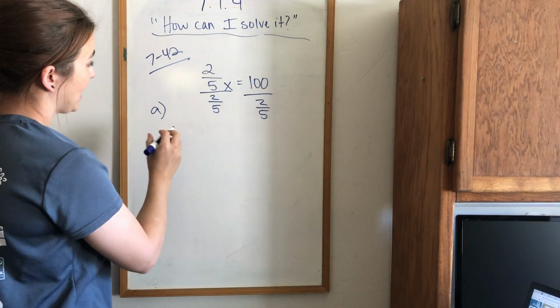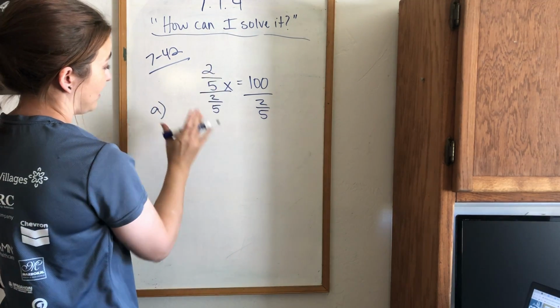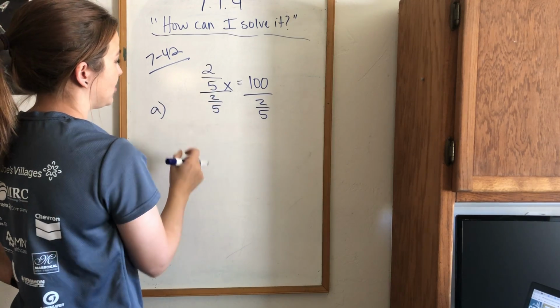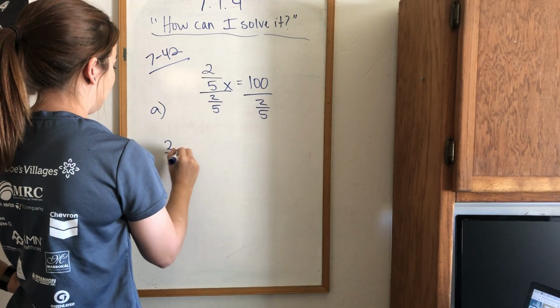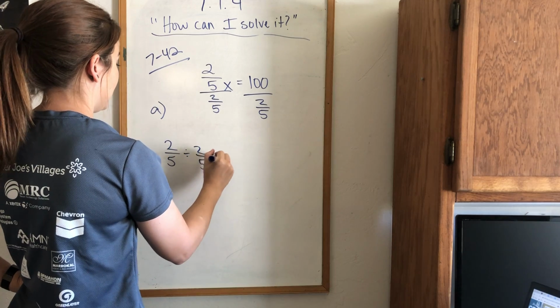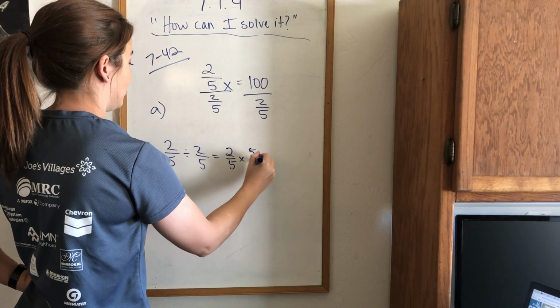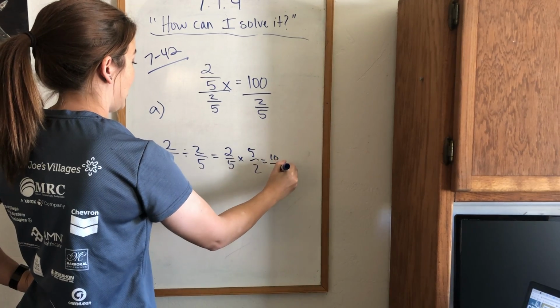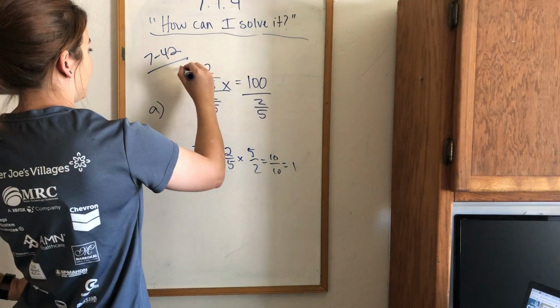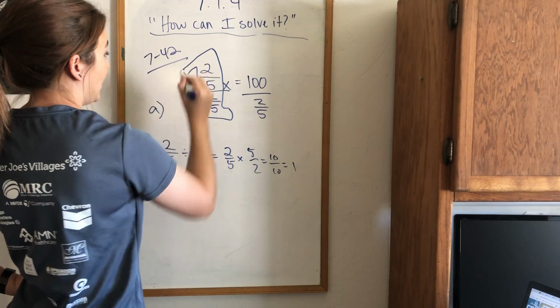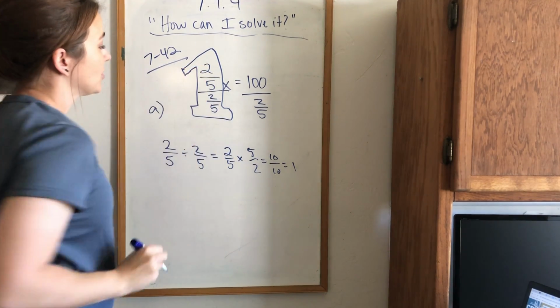So I'm going to draw a giant 1. I'm going to look at where my giant 1 is. I know 2/5 divided by 2/5 is really 2/5 times, flip it, 5/2, which equals 10/10, which is 1. There's my giant 1. I'm going to try my best here. Ooh, boy. Hey, it wasn't bad. So there's my giant 1.